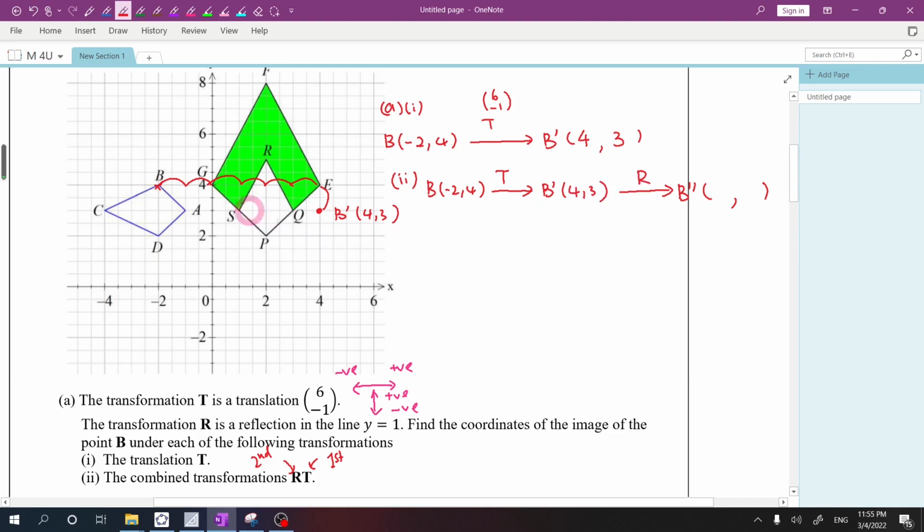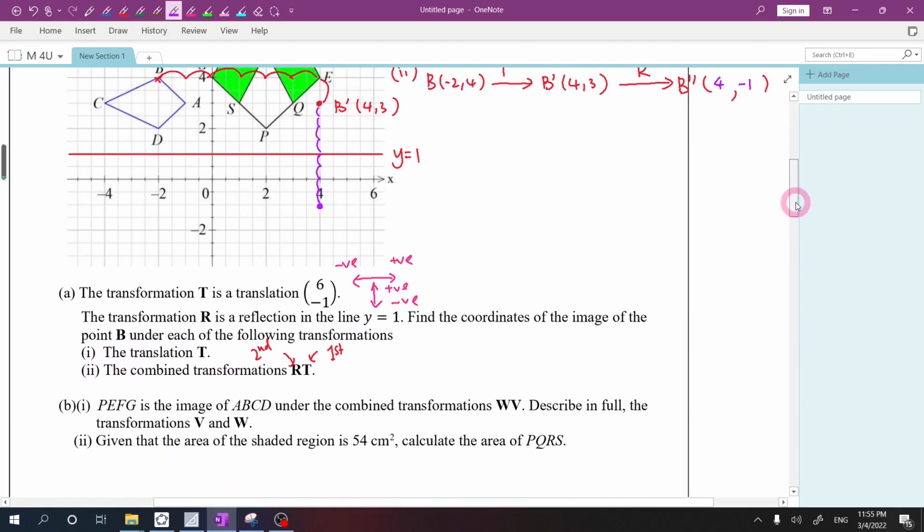This is a reflection, so we need to draw the axis of reflection first. y equals 1, which is over here. You need to be more careful when you want to determine the coordinates for B double prime. You cannot start from here, but start from here, because B already moved to B prime. So now we have to start from here. 1, 2, 3, 4. Okay, start from 1 again. 1, 2, 3, 4. So the final answer, the coordinates for B double prime, is (4, -1). Okay, so this is the answer for part 2.